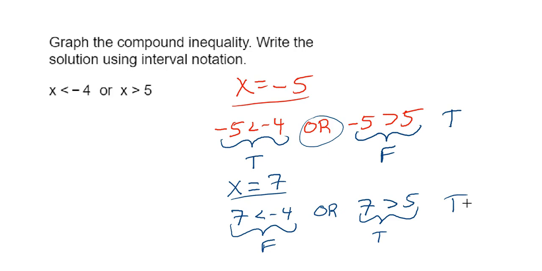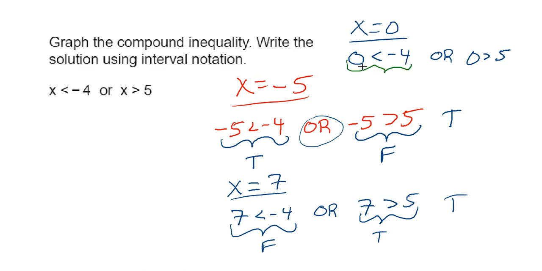It's actually more difficult here to find a number that doesn't work. There's a lot more numbers that are solutions here than are not solutions. Something that doesn't work, however, would be like 0. If I plug in 0 for x, we get 0 is less than -4, or 0 is greater than 5. The reason OR isn't happy with 0 is because it doesn't make anything true. 0 is not less than -4. That's false. 0 is not greater than 5. That's also false. And that's the only time OR is unhappy, if both statements come out false. So 0 doesn't work.